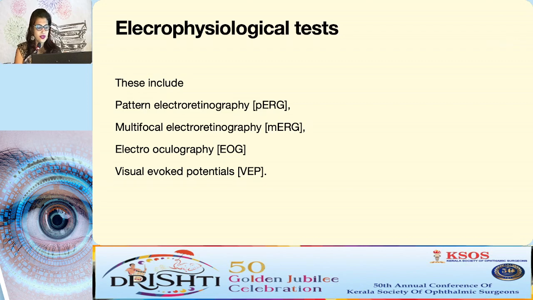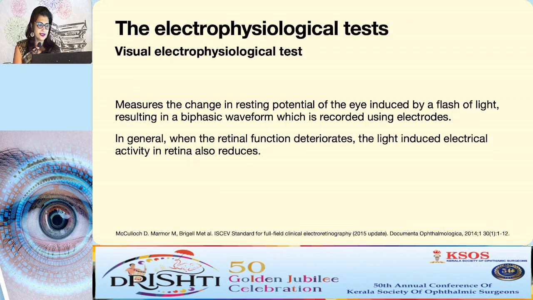The ones that we are going to touch upon today are the pattern ERG, multifocal ERG, EOG, and visual evoked potentials are the types of electrophysiological tests that are important, but the visual evoked potential is most important in neuroophthalmology, so we'll be dealing with that in detail.